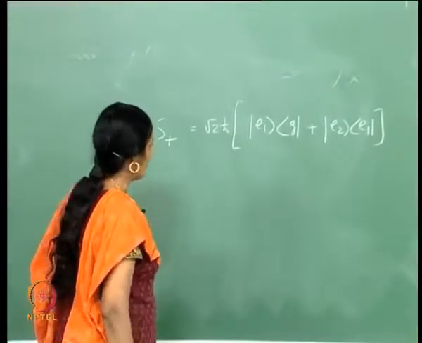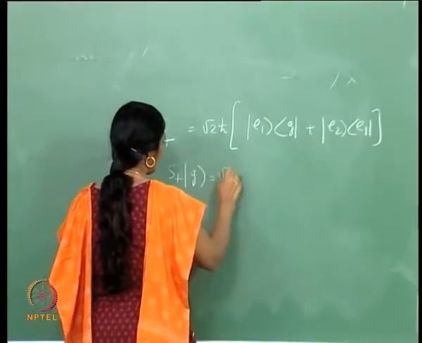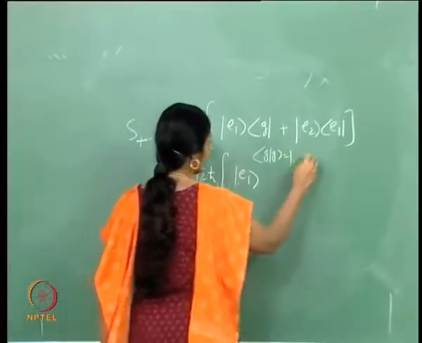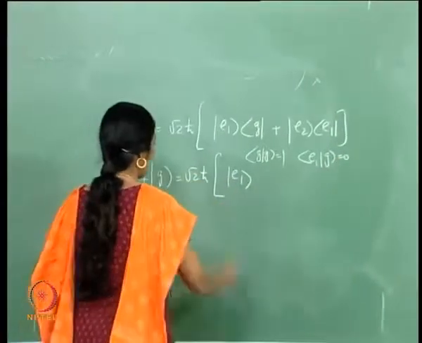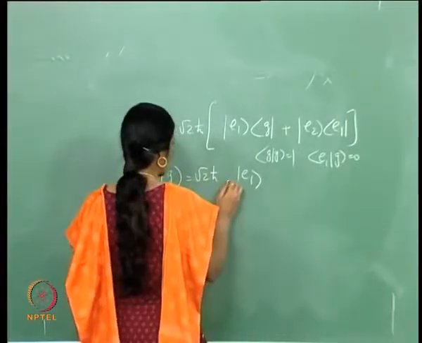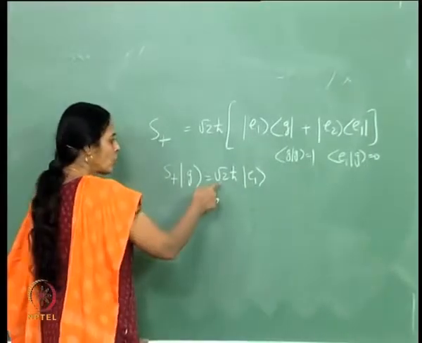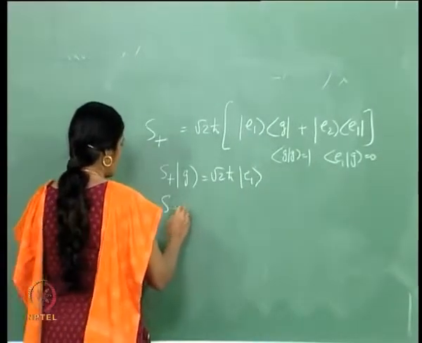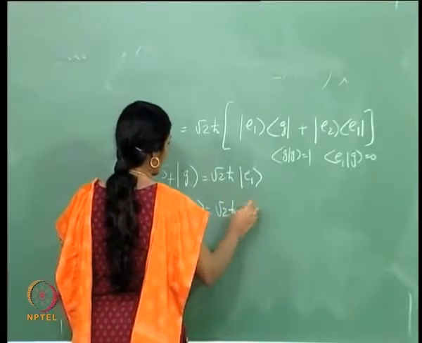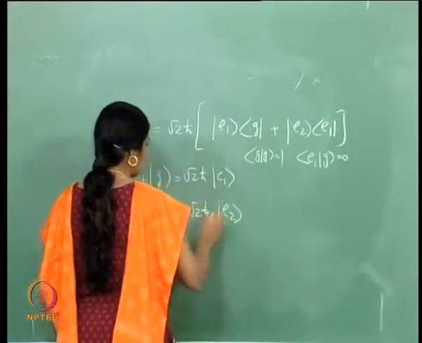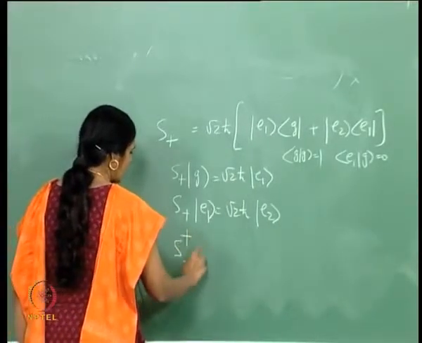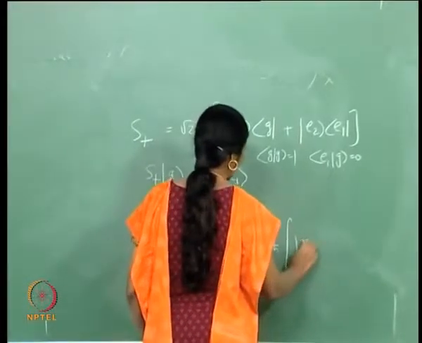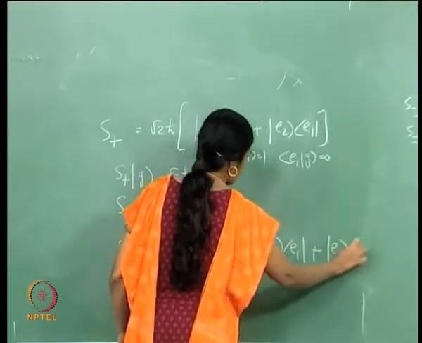I have written this just by inspection because I can see that S plus acting on G is E1, because GG is 1, E1G is 0, and therefore it is obvious that S plus acting on G is root 2 H cross E1. The root 2 is there because I have tailored it to suit the commutation algebra. S plus on E1 would be root 2 H cross. This will not contribute and that will give me E2. I know that S minus dagger is S plus, so I know what is S minus. S minus is root 2 H cross, GE1 plus E1E2.